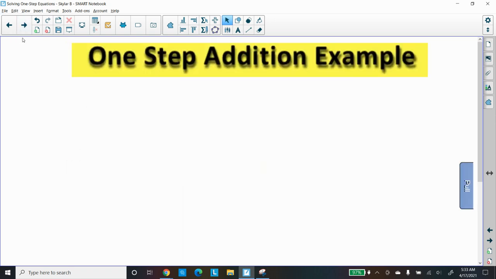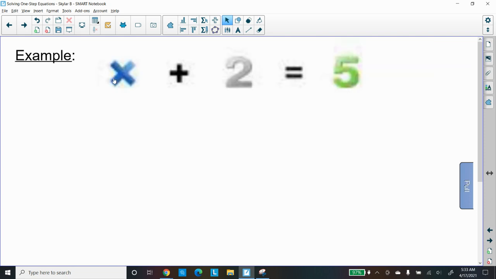All right, so we're going to start off first with one-step addition problems. So this is for you, Skylar. So here we go. I know you know how to do this. So here's our addition problem. This is an addition problem that I know you can solve without even doing that serious work, but it's x plus 2 equals 5. So the opposite is what we're going to deal with.